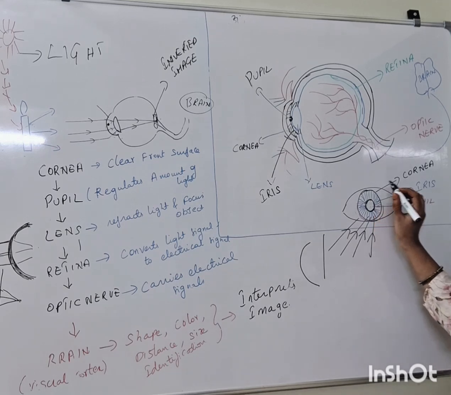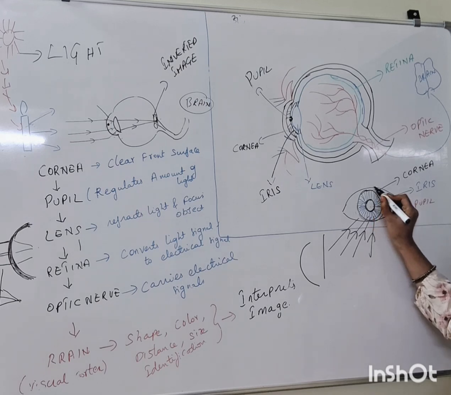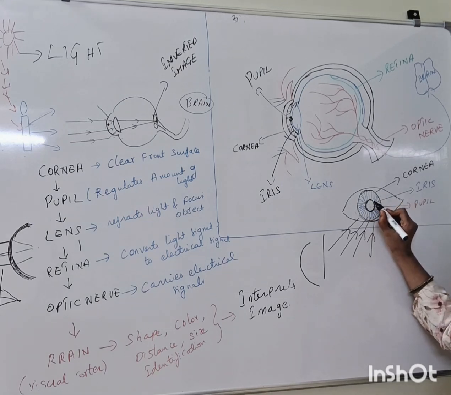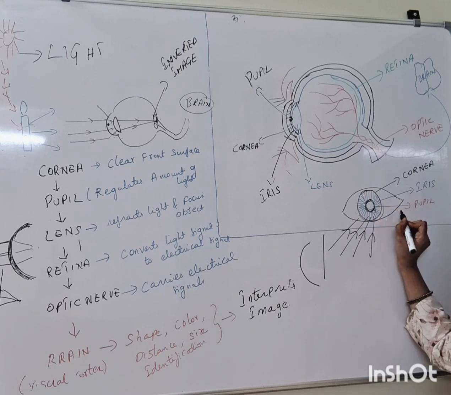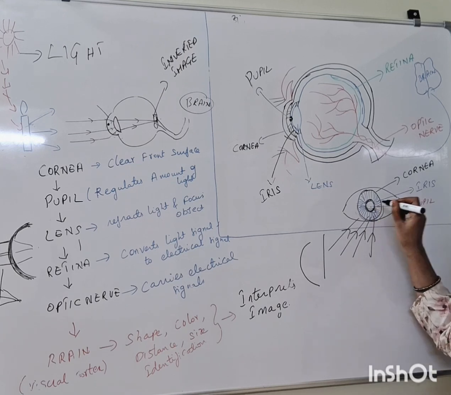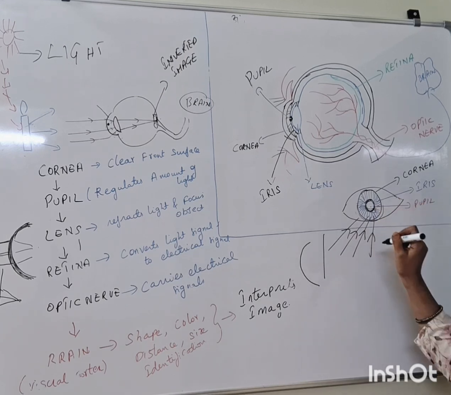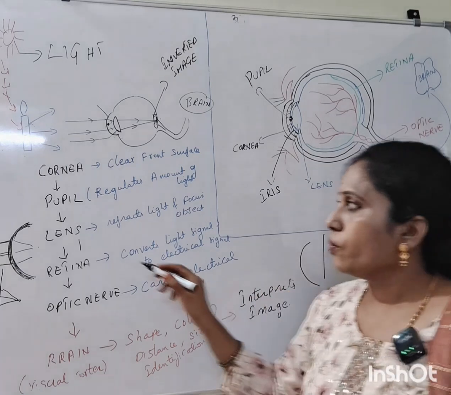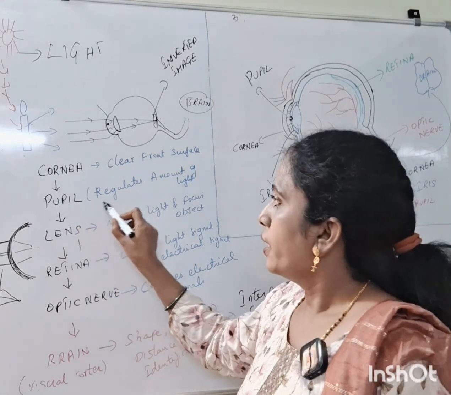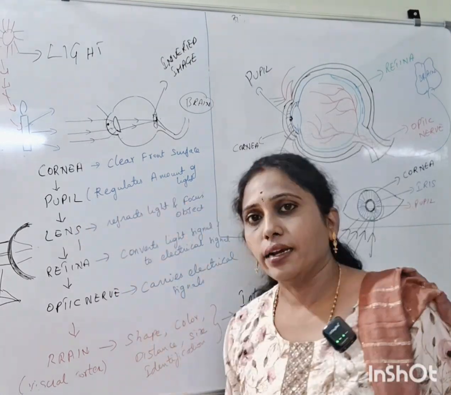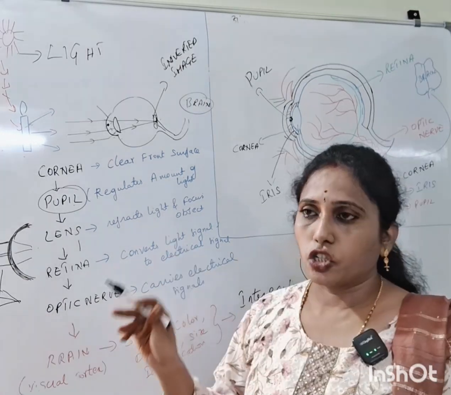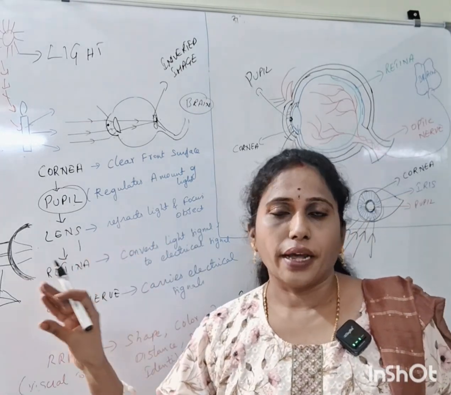If you look at someone's eyes, you'll see a smaller circular part at the center of the cornea, right? This circular part is the opening which we call the pupil. From this opening only will the light rays enter the eye. So what is the main function of the pupil? It regulates the amount of light entering the eye.